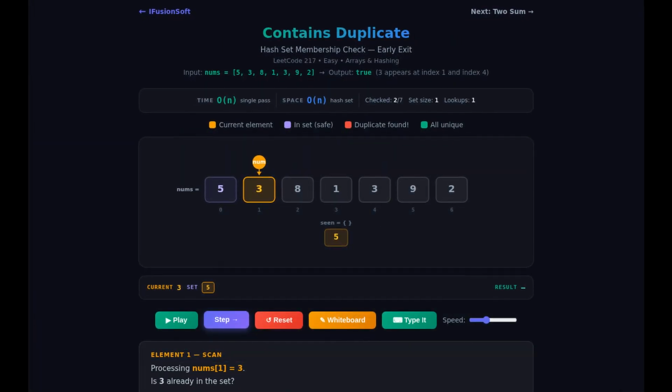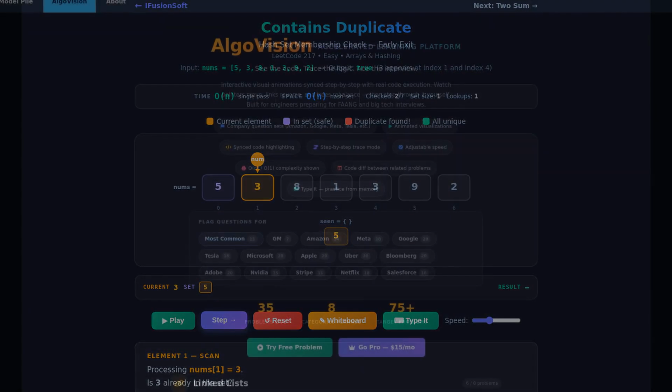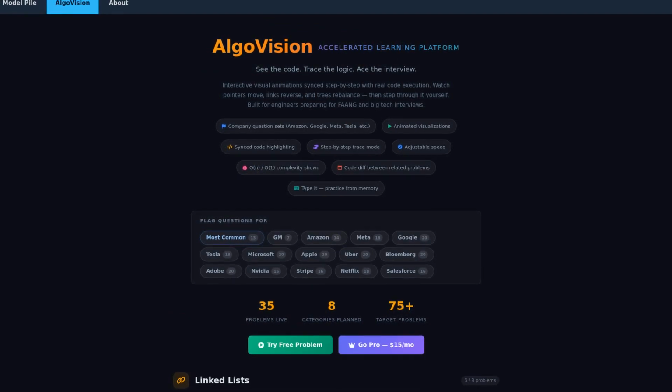Every problem has play, step, and reset controls, adjustable speed, a built-in whiteboard, and a type-it mode where you implement the solution from memory.